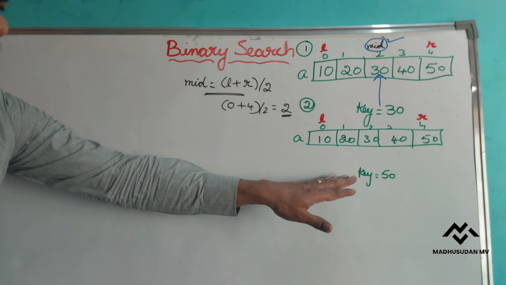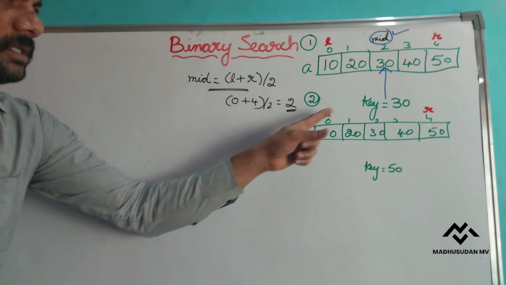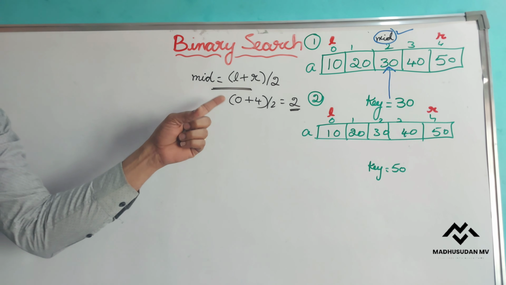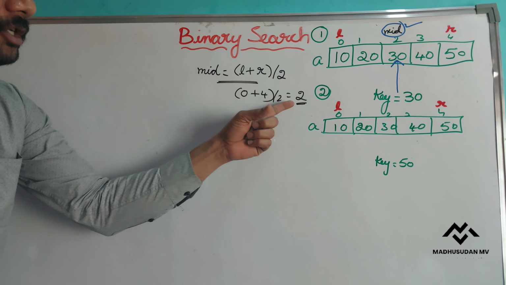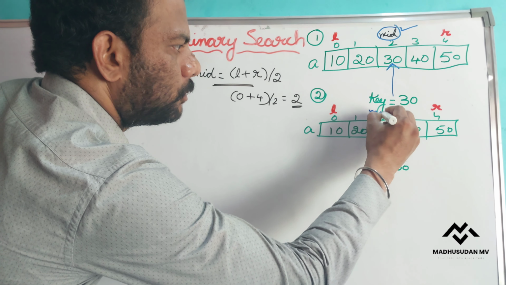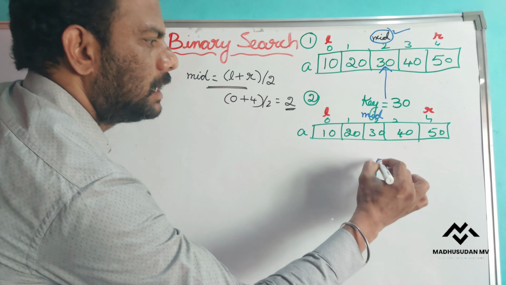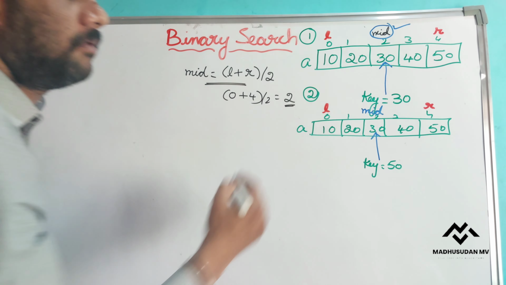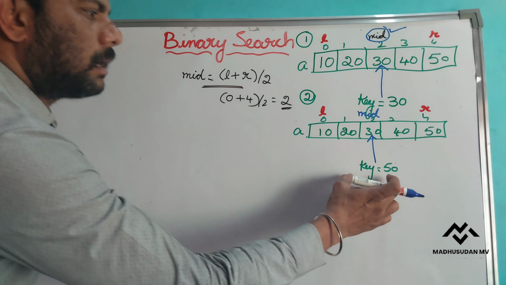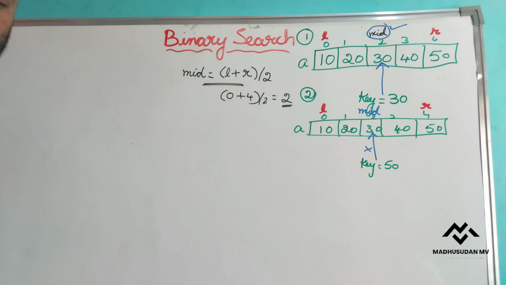Now I will take the key element as 50. Again the same thing: this is the leftmost index and the rightmost index, and again I have to calculate the mid position. Initially the mid position was 2, so my mid position is this one. Mid position is 2. Now again we compare the key element with the mid element. When I compare them, the match fails. These two do not match.